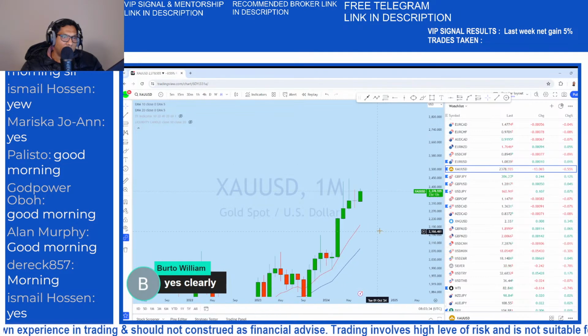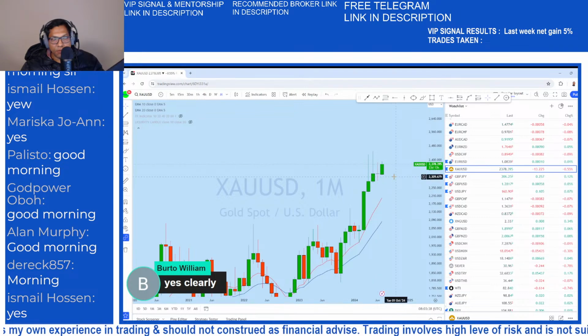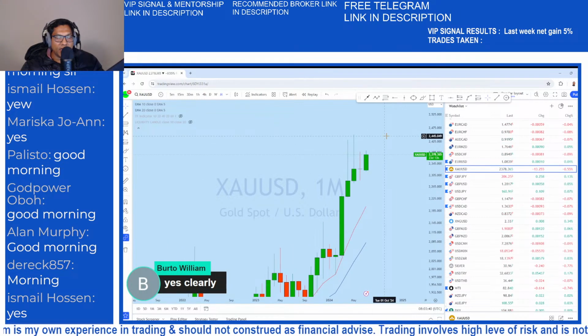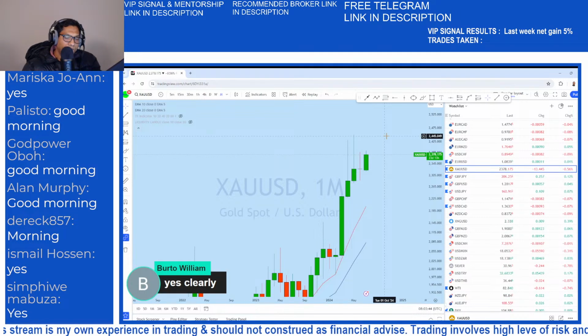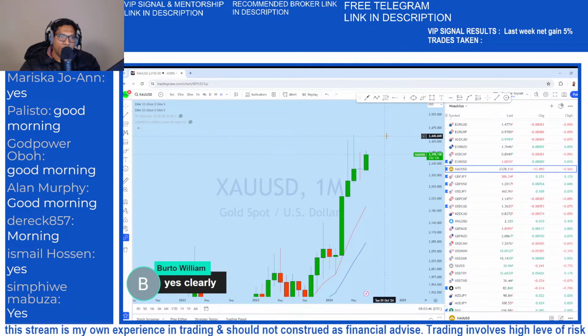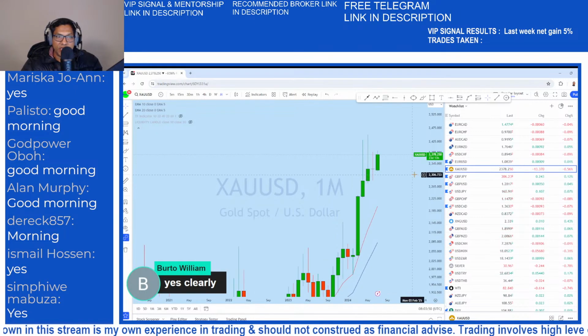Now looking at the monthly chart on gold, what we can see is that the previous month there is a doji. Now why am I looking at the monthly? Because monthly and weekly are higher time frames, removing all the noise from the lower time frame, which will help us to see a clear picture.